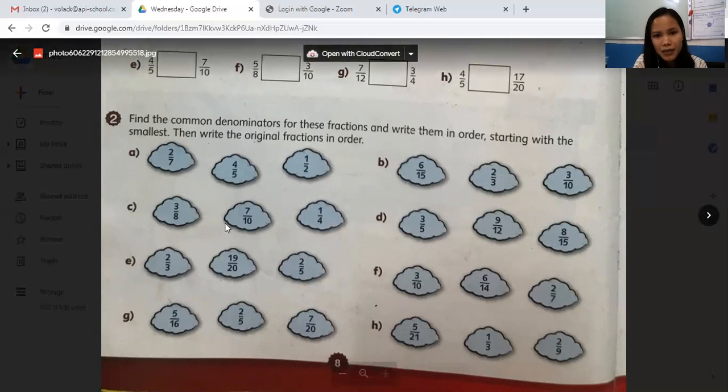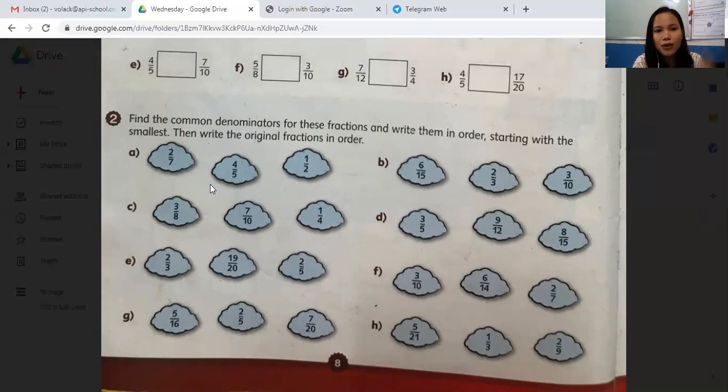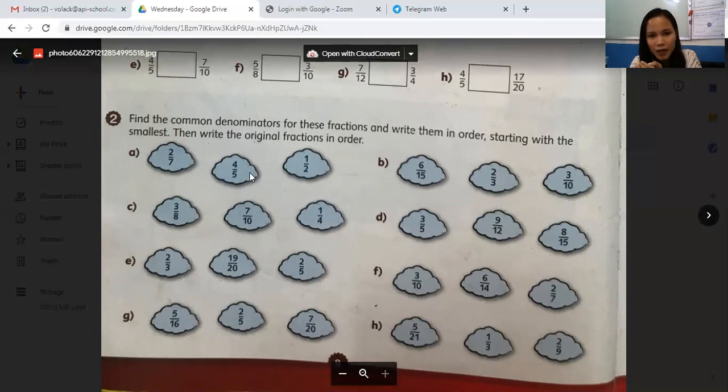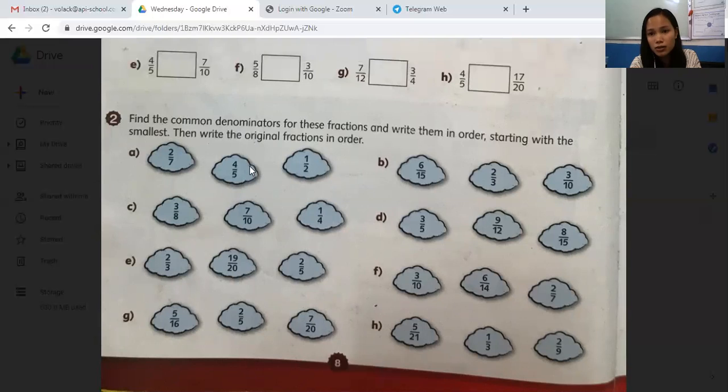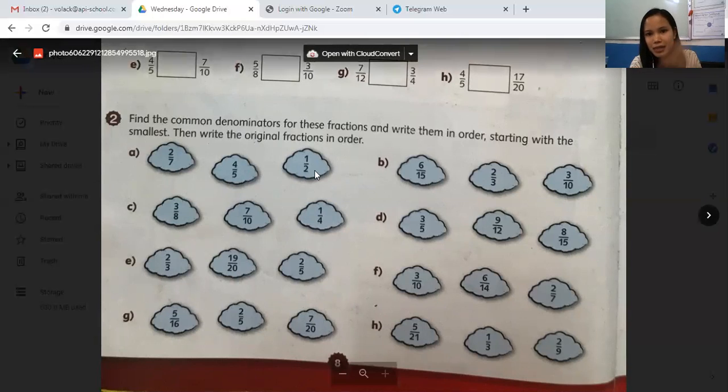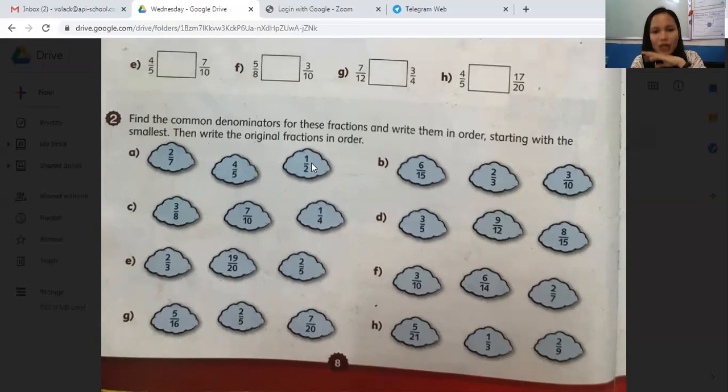So first of all, when you do this exercise, you can do it in the notebook. For letter A, you do it on another paper first. You find the equivalent fractions. Make sure all of those fractions have the common denominator, and then you rank those fractions in your book where you write the answer. Start from the smallest one, and then you put the original fraction. Start from the smallest one too, but not based on this number. It's based on the equivalent fraction.